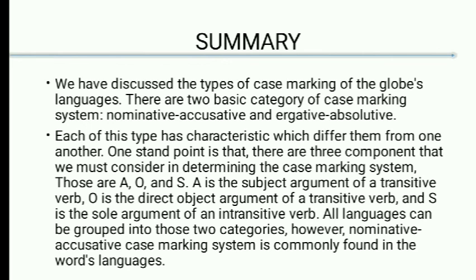A is the subject argument of a transitive verb. O is the direct object argument of a transitive verb. And S is the sole argument of an intransitive verb. All languages can be grouped into those two categories. However, the nominative accusative case marking system is commonly found in the world's languages.